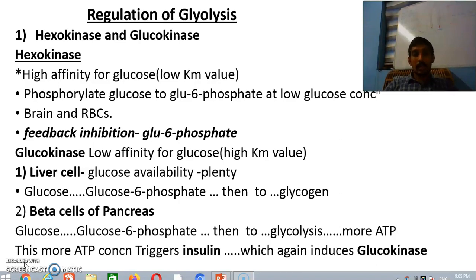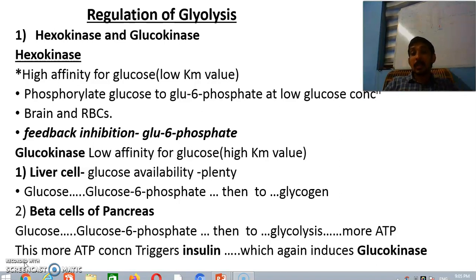glucokinase also converts glucose to glucose 6-phosphate, but that glucose 6-phosphate then moves into glycolysis and is converted into pyruvic acid. Thereby we get more ATP, a net of 7 ATP from each glucose. This newly created ATP, from the glycolysis started by glucokinase, then stimulates or triggers the production of insulin hormone within the beta cells.